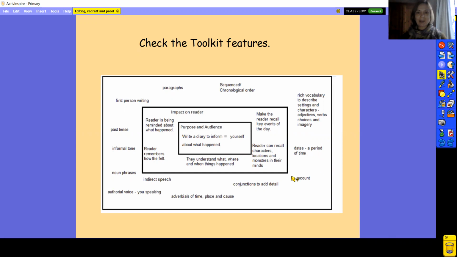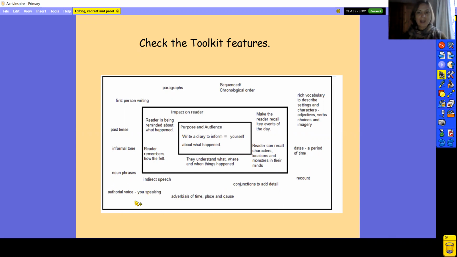It is like a recount, it's written in the past. It tells you about something that has happened. Usually in a recount we don't include quite so many feelings, which is the difference between a diary and a recount. You can use conjunctions, you know about those. Adverbials of time, place, and cause. Again, a Year 3 objective, so make sure you're doing that.